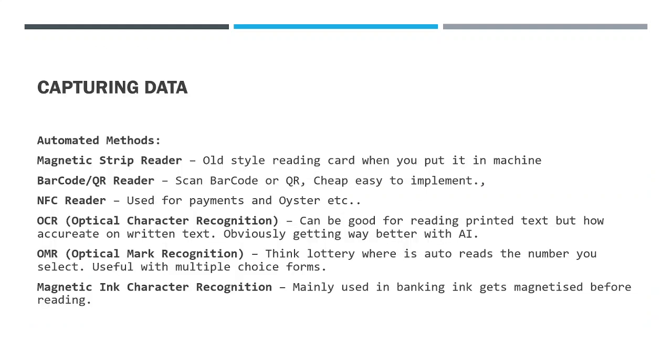So capturing data, there are lots of automatic methods, from the magnetic strip on the back of your credit card, although nowadays there's a pin as a little chip inside it. Obviously, you've got barcode or QR reader, which are quite easy to implement, easy to print, put on goods. Obviously, that's mostly used in shops.